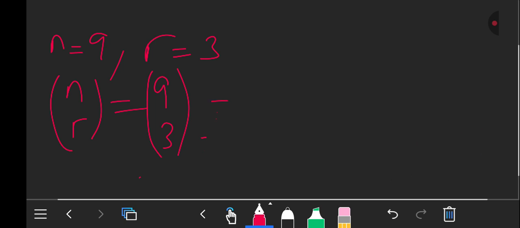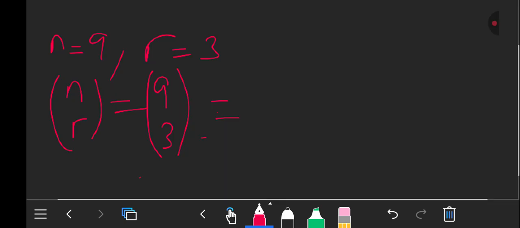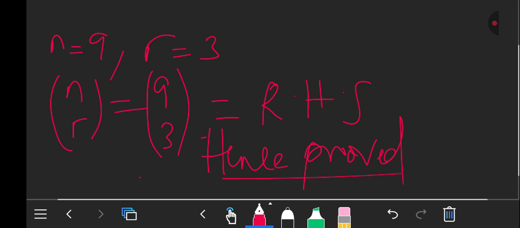And we can see that from our question, on the right hand side we had 9 combination 3, which we've proved. So this is equal to the right hand side. So hence proved. So we've proved this one.